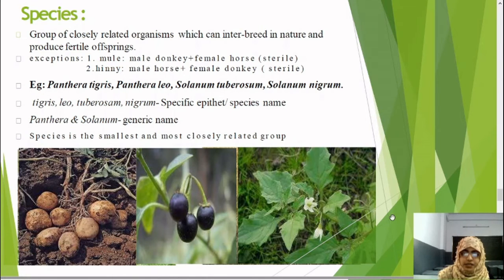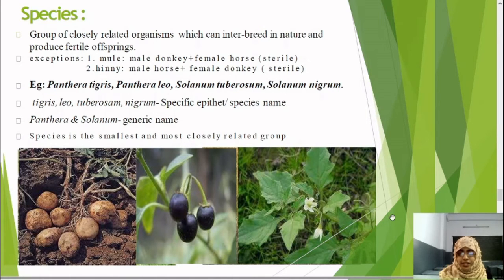Examples: Panthera tigris and Panthera leo are the basic examples of tiger and lion, whereas Solanum tuberosum and Solanum nigrum are potato and brinjal. Next, tigris, leo, tuberosum, nigrum. These are called specific names. What is meant by specific name? That is nothing but the second name of a binomial nomenclature.